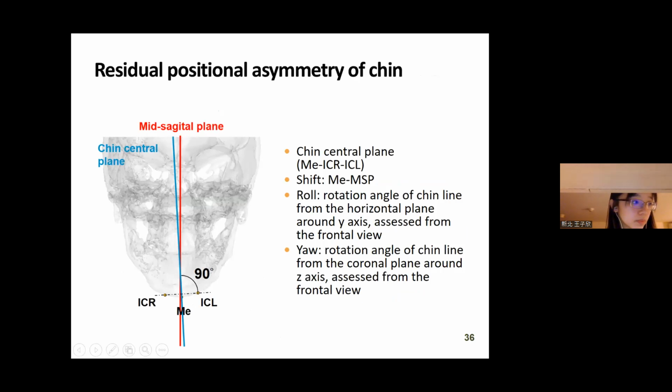For the chin plane, it was defined as the plane passing through the menton and the line perpendicular to the lateral chin point line. The shift asymmetry was measured from the menton to the mid-sagittal plane. The roll asymmetry was the rotation angle of the chin line from the horizontal plane around the y-axis. The yaw asymmetry was the rotation angle of the chin line from the coronal plane around the z-axis.